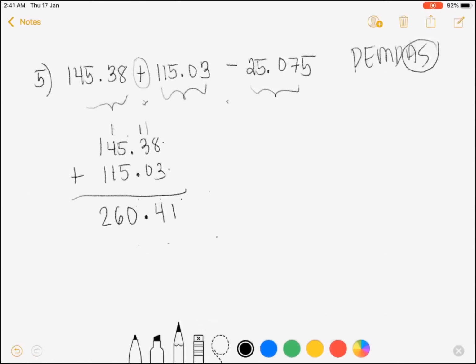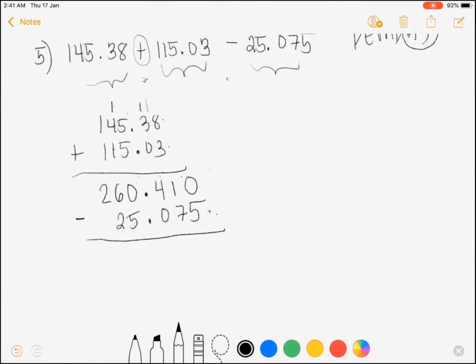So, after nating ma-add, pwede na nating i-subtract yung 25.075 dun sa 260.41. So, align lang natin yung decimal point. So, we have 260.41 minus 25.075. Okay. So, kung mapapansin nyo, yung 5 sa baba, walang katapat na digit doon sa taas. So, lalagyan natin ng 0. Okay. So, ngayon, pwede na tayong mag-subtract.